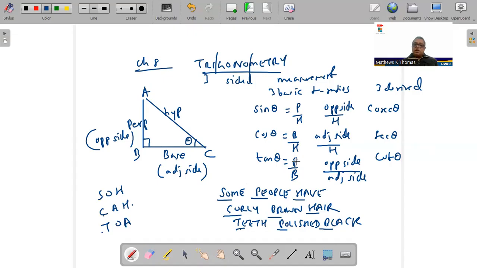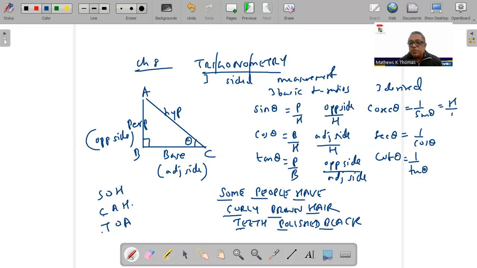Now, once we learn sine, cos, and tan, cosec is just the reciprocal of sine. So whatever values we have got here, we just have to reverse that. Sec is the reciprocal of cos, so whatever is the cos value, we will take the reciprocal, and cot is the reciprocal of tan. So easy. Once you know sine, cos, tan, cosec is the reciprocal of sine.